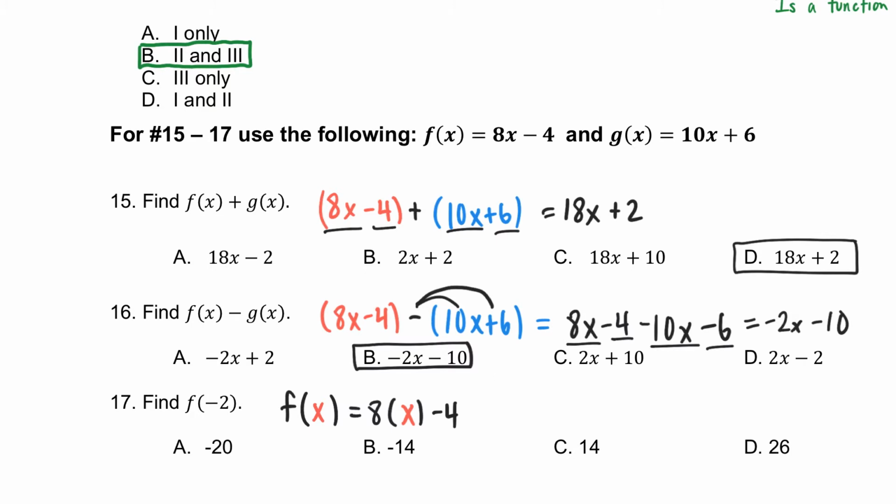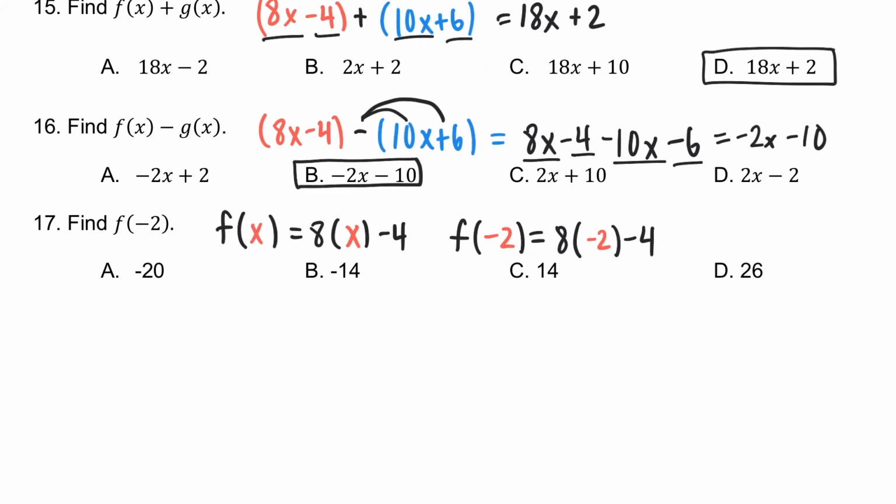So if the question is, what's f of -2? We'll put in -2 here as the input. And then f of -2 is going to be 8 times -2 minus 4. And when you do 8 times -2, you'll get -16 minus 4. That's going to give you -20.